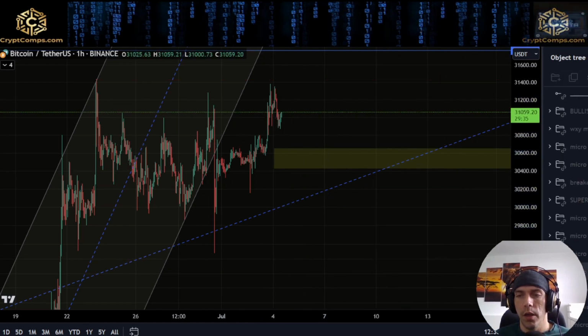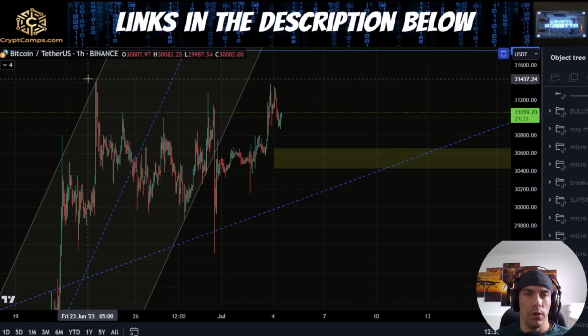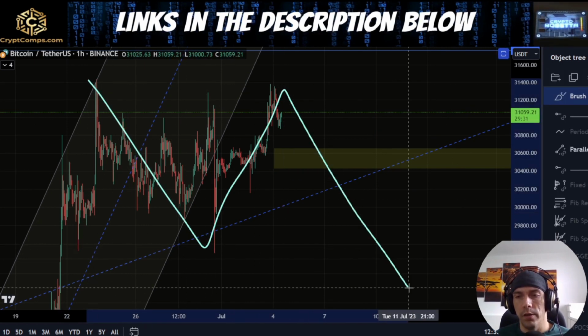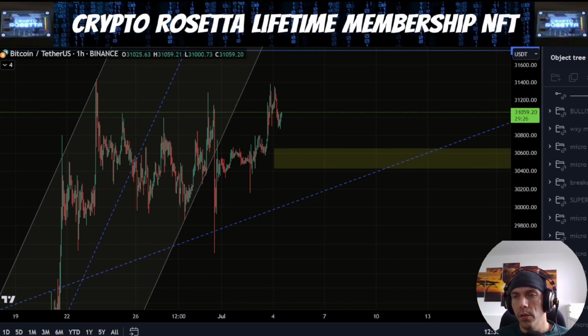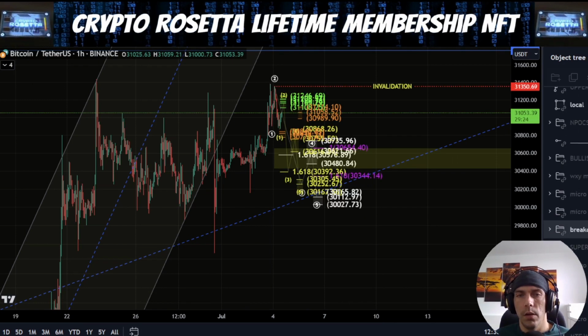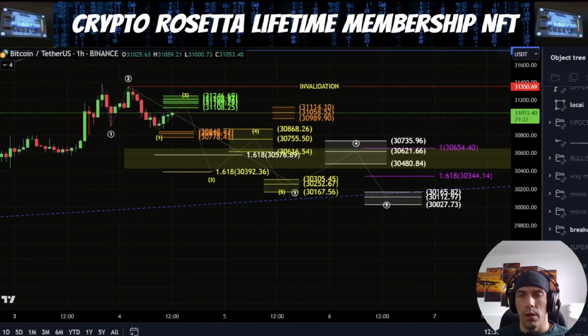Now, if we are looking at the idea that rather within this, this is A, this is B, and a C wave to the downside, what we would be looking for then would actually be the possibility that we could be looking to break down in a 5-wave move.